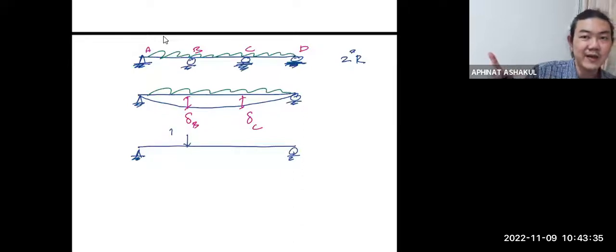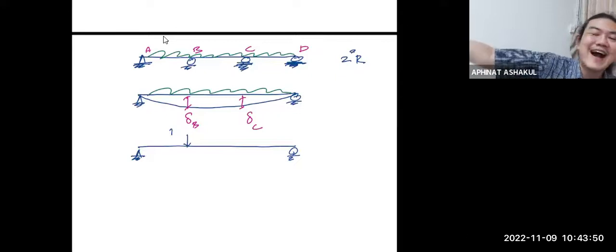Remember, this is for your knowledge. I'm not going to put this in the exam. 2 degrees of redundancy is too much. If you can't get it, just let it stay there. It's not the most difficult thing in the world.